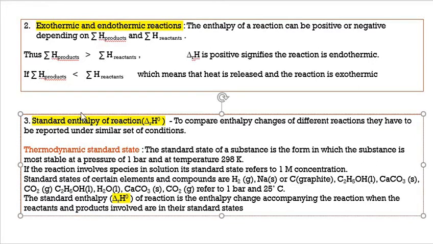The standard enthalpy of reaction, delta RH naught, is the enthalpy change accompanying the reaction when the reactants and products are involved in their standard state.